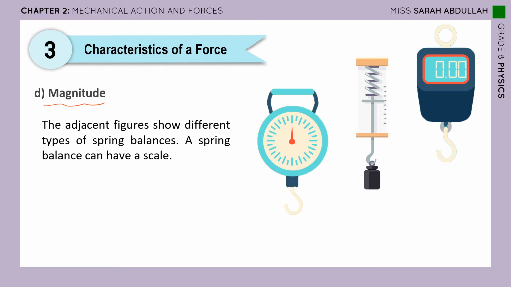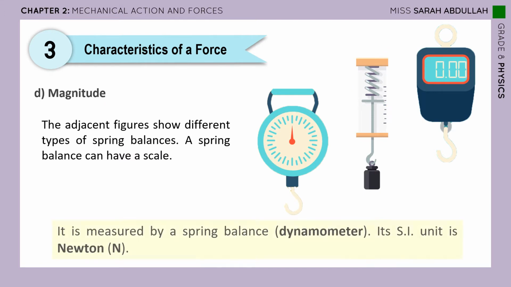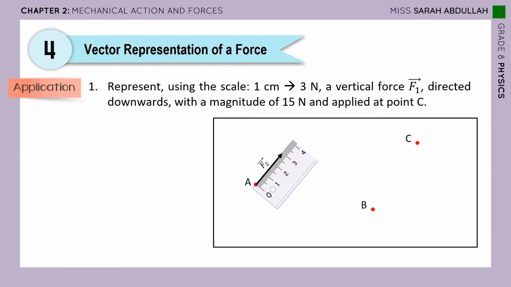A magnitude is actually a characteristic of a force and can be measured using a spring balance. These are different types of spring balances, and they give us the reading, the value of this force. So it is measured by a spring balance. We also call it a dynamometer. Its SI unit is the Newton. This is the SI unit of the magnitude of the force.